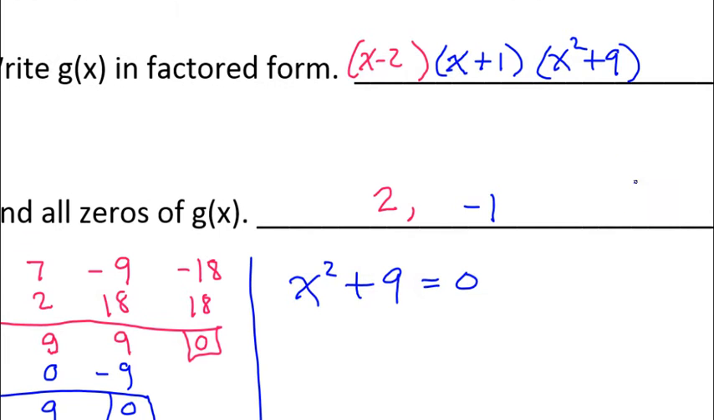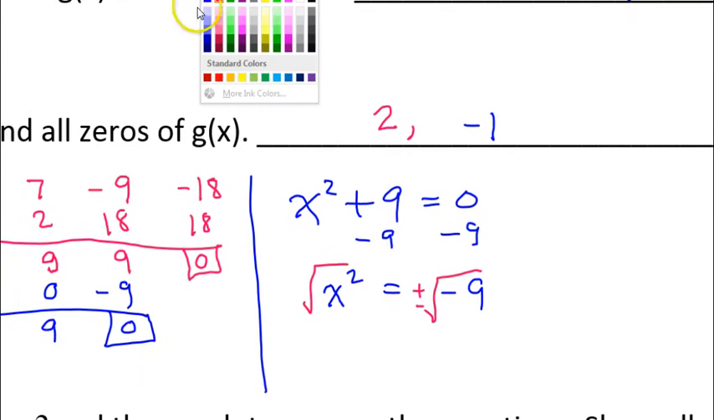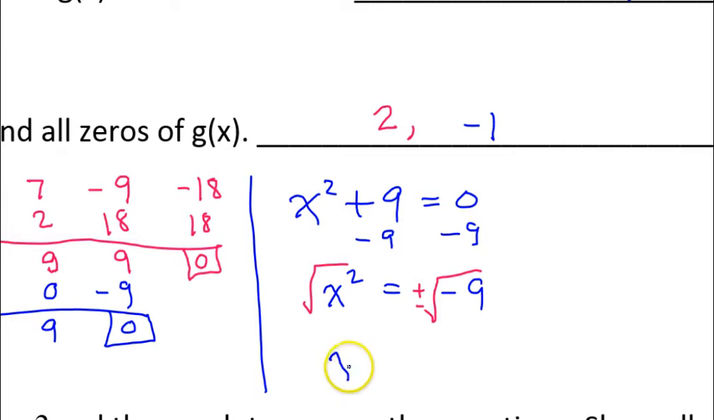Okay, so this part you have to do regardless of which method you use. If I set this equal to 0, I'm subtracting 9 from both sides, so now I have x squared equals -9. Now I'm going to take the square root of both sides. Whenever you take the square root of both sides of an equation, the solution can be positive or negative. So I'm going to have x equals plus or minus.